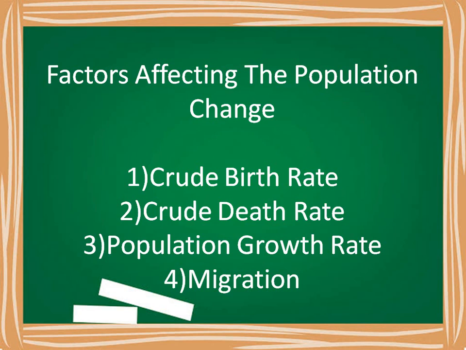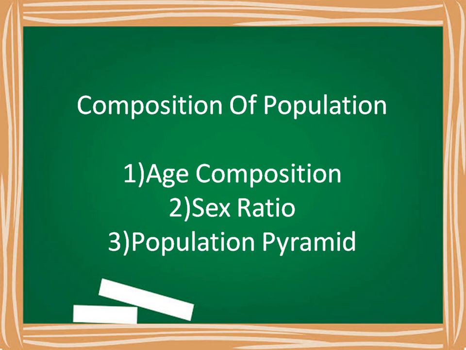So friends, we have completed with the factors affecting the population change. So let's move on to the next topic. Composition of population. What are the compositions of population? The main compositions of population are the age composition, sex ratio, and population pyramid.